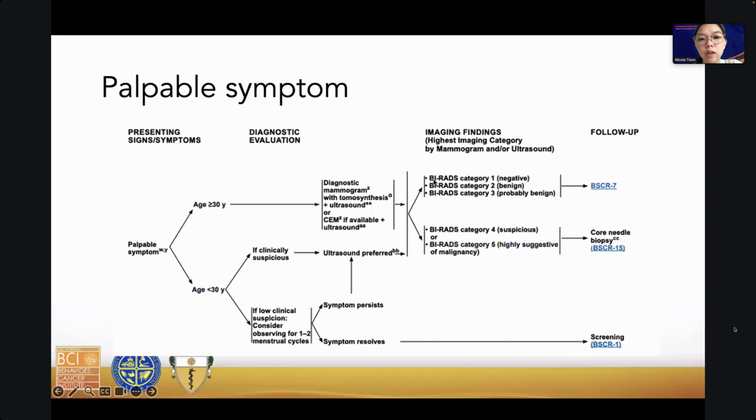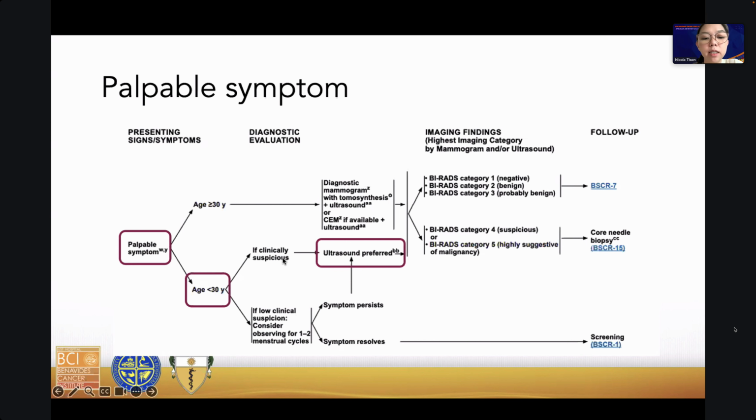And so all these algorithms I'll be presenting come from the NCCN guidelines for screening and diagnosis. So for patients who have a palpable symptom, who are greater than or equal to 30 years old, we have to request a diagnostic mammo and a breast ultrasound. For patients who are less than 30 years old, if we think that it's just hormone-related changes, like lumpiness in the breast due to hormone changes, we may observe for about 1 to 2 menstrual cycles. But if the symptom persists, then we request an ultrasound.